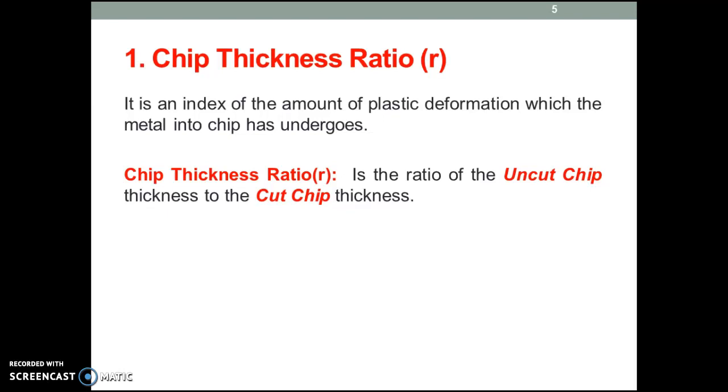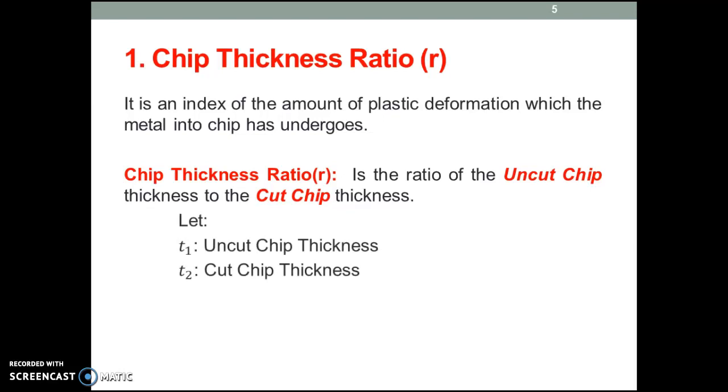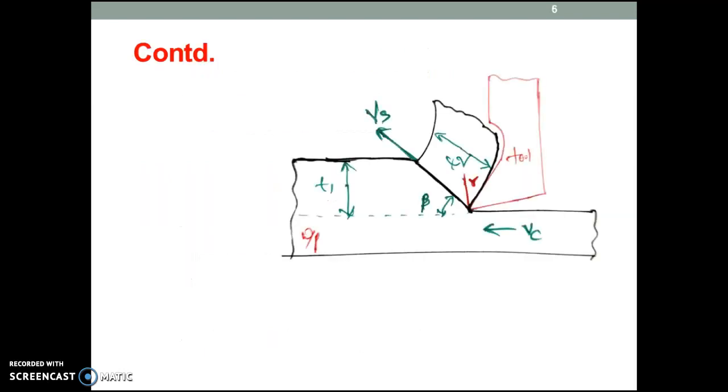What the uncut chip and cut chip are, we'll see next. Let us assume T1 is the uncut chip thickness and T2 is the cut chip thickness. So chip thickness ratio R is equal to T1 by T2. So this is the model of a machining process. This is the workpiece, this is the tool. The tool is moving along this direction. So as the tool is moving along, this is VC, the cutting velocity vector, which is along this direction.